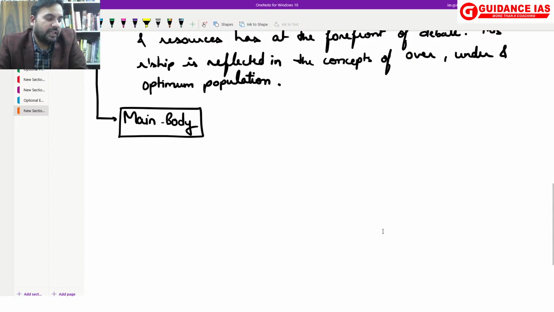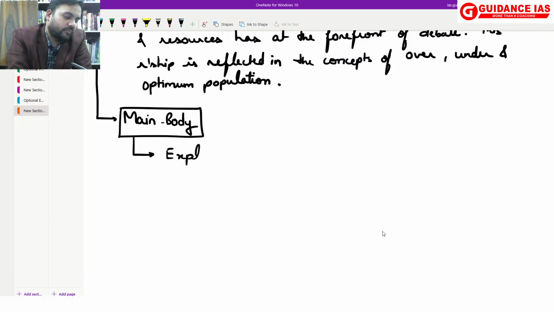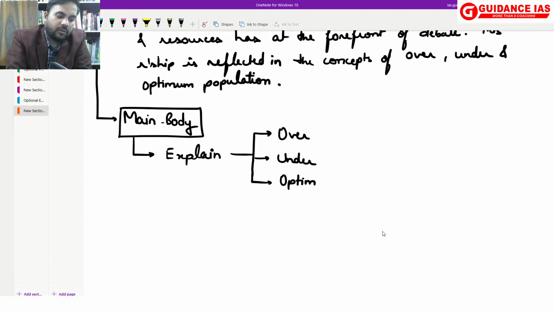Main body. And what do I have to do in the main body? First I will explain the concepts of over, under and optimum population. So I'll write one small paragraph on what is overpopulation, what is underpopulation and what is optimum population. ठीक है? Tell me.